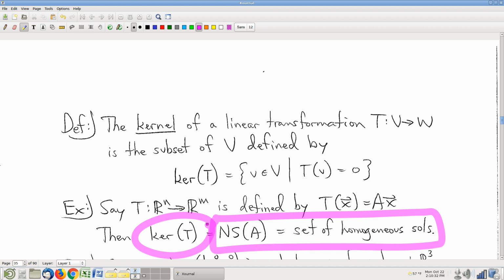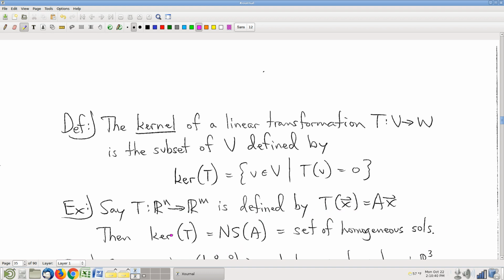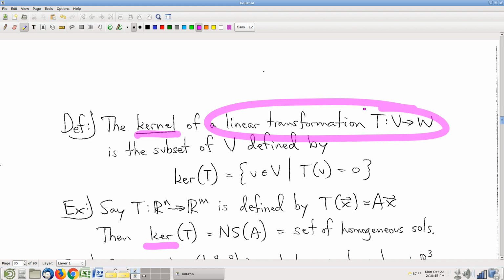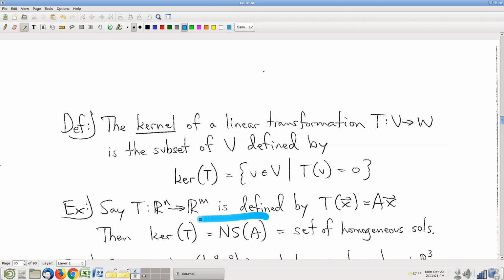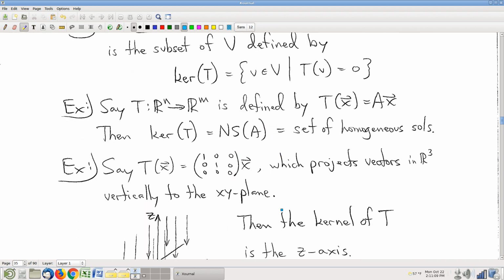Okay, so why do we have 3 separate words for the exact same vectors? It's because they're not quite exactly the same. The kernel is an idea that applies to linear transformations in general. The idea of null space only applies to matrices. So they're applied in sort of different contexts, but when they overlap, in the situation where you're talking about linear transformations representing matrices, they're the exact same thing.